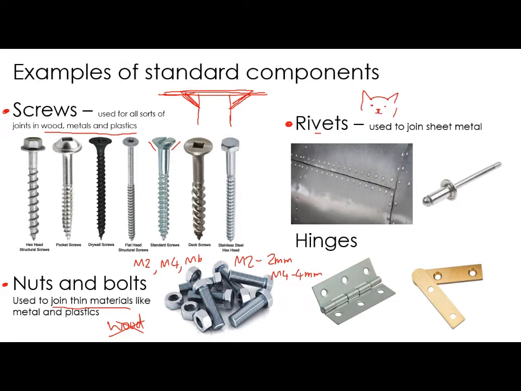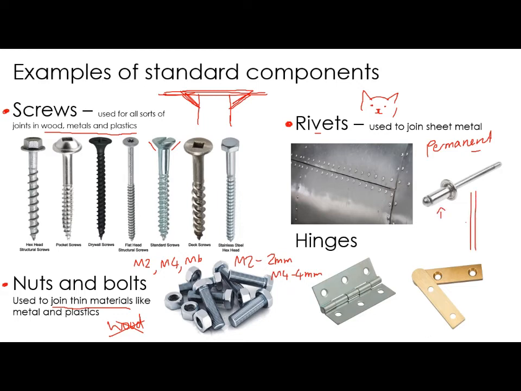There you go. It's used to join sheet metal together. And this is a bit more of a permanent fixing. I don't know if I spelled permanent wrong there, apologies if I do. It's not an English revision video, at least. And they look a little bit like this. And it's quite tricky to understand how these work, just from the picture of this rivet here.